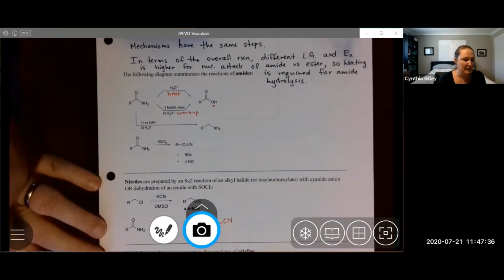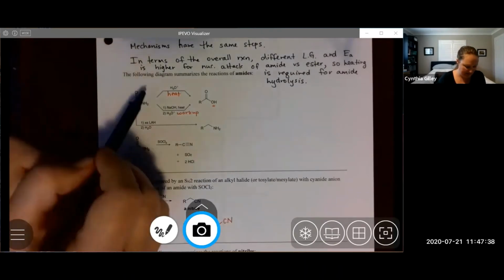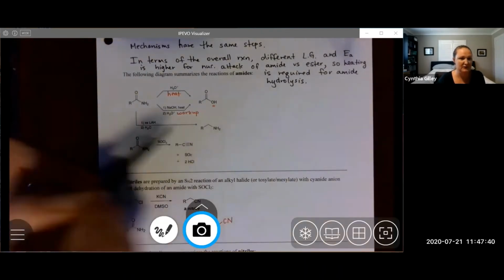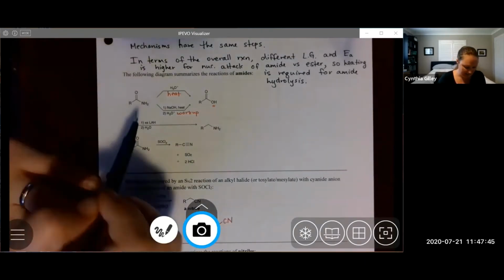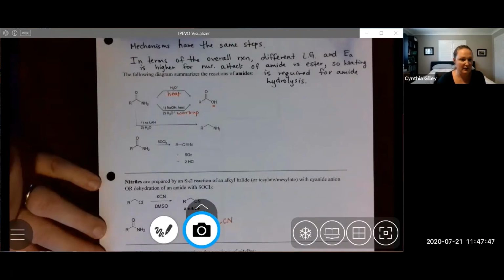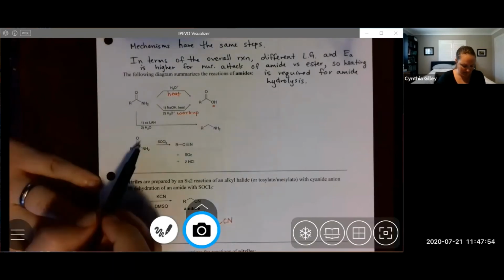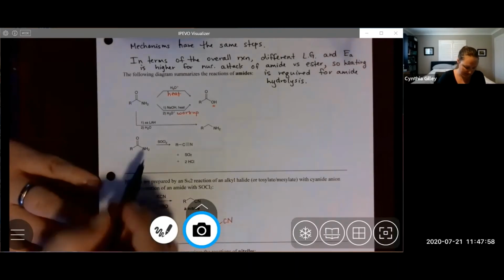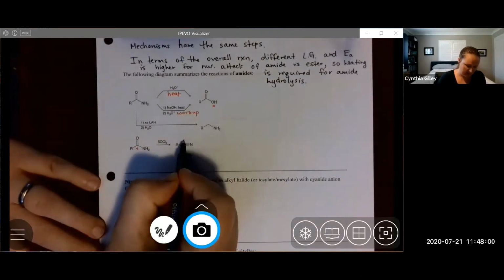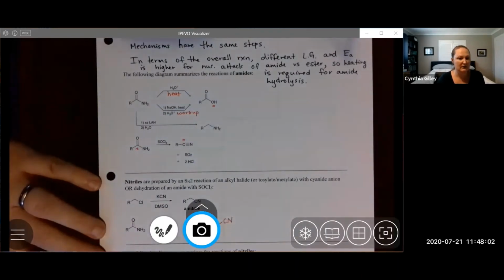You can also reduce an amide to an amine, which is useful. And you can convert an amide to a nitrile through use of thionyl chloride. So notice that it's the same number of carbons, right? This carbon becomes this carbon. So we don't really gain or lose any carbons. So be careful of that.